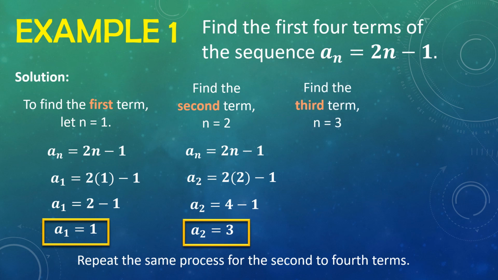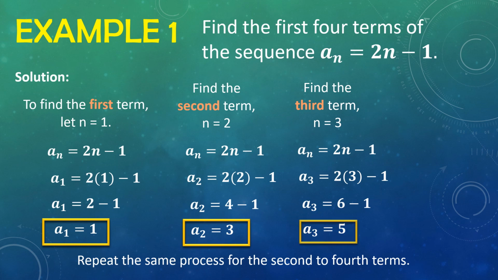Find the third term, where n is equal to 3. Again, copy the formula. Substitute the value of n, which is 3, and simplify. A sub 3 is equal to 2 times 3, 6. Copy minus 1. So the third term, or a sub 3, is equal to 5.